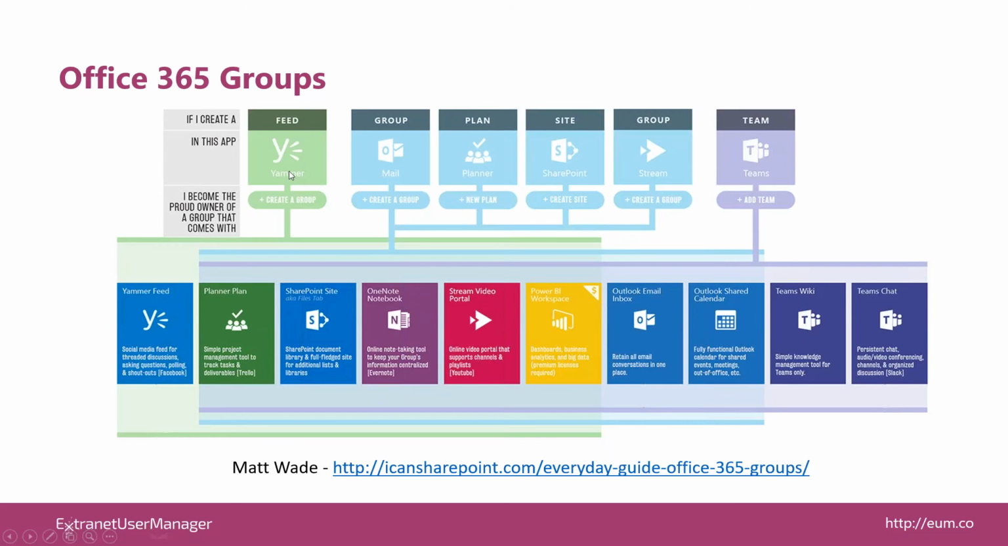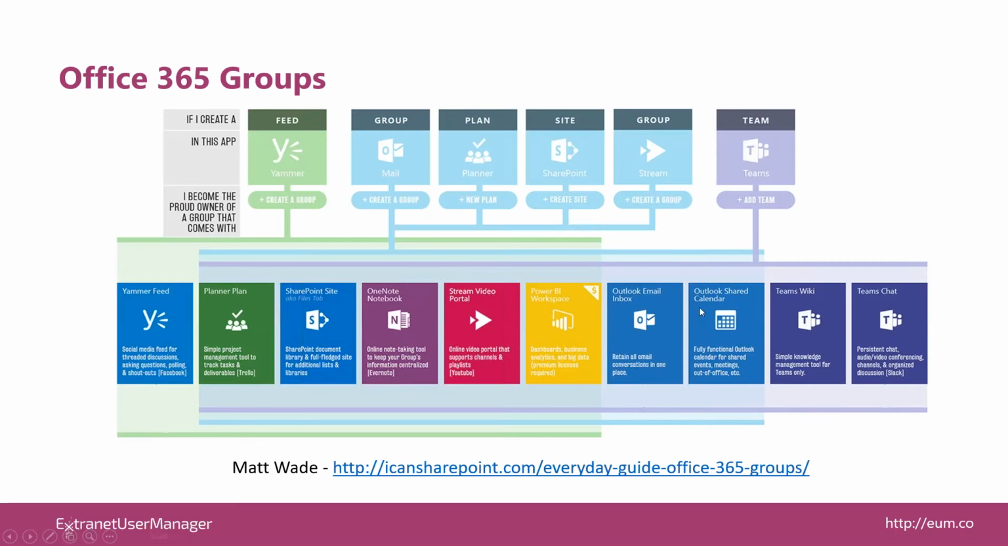You could be in Yammer from an enterprise social point of view, in your Outlook Mail, in Planner, in SharePoint, in Stream from a video point of view, or the latest edition in Microsoft Teams, and choose to create a group from there. As you choose different tools to create the group in, you get different results coming back from that. Like if I choose to create a group from within Yammer, I'm going to get a Yammer feed as part of that, as well as all the core Planner, the SharePoint site, the OneNote, the Stream Video, the Power BI, as part of that Yammer Office 365 group.